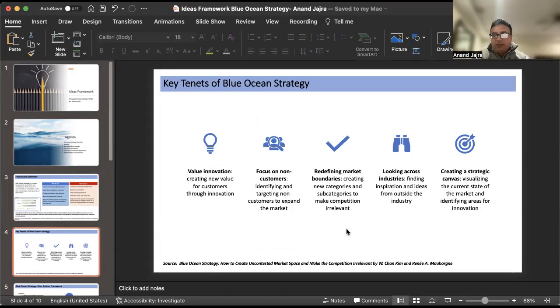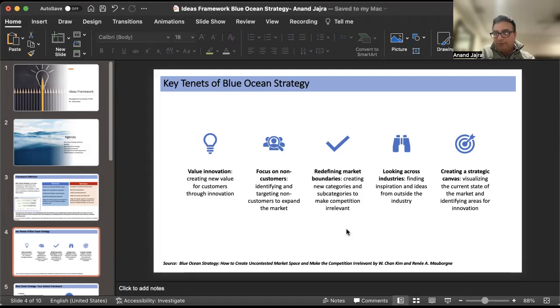Value innovation, which means innovate your product and get the value for the customer, making sure whether it's value in service or the product itself. Focusing on non-customers, going out there and figuring out how you can get some of the customers who are not even thinking about the product today or they're not in this market to bring them into your fold. That includes redefining your product boundary and even looking across industries to capture that market.